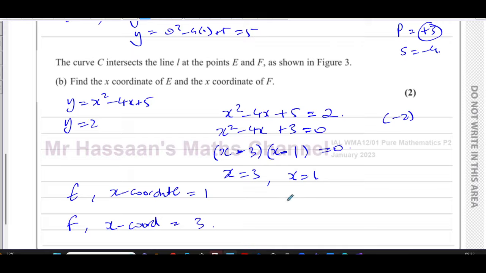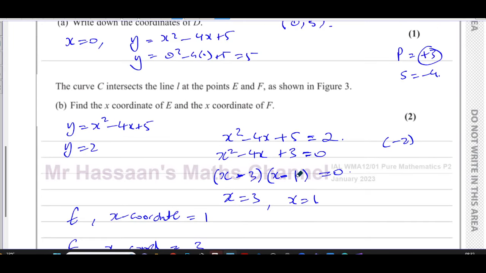If they said find the coordinates, we would say (1, 2) and (3, 2), because the y for both of them is 2. But they're not asking for the coordinates, they're asking for the x coordinate of E and the x coordinate of F. So we have found them, and that's the answer to part B of this question.